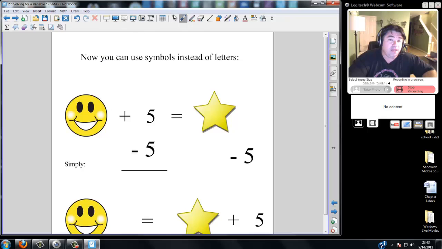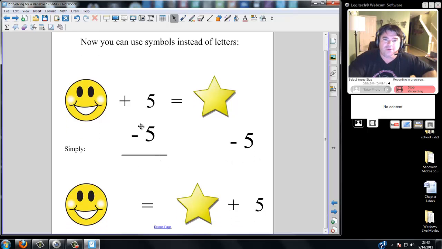Now, you can even use symbols, as weird as that sounds. Who cares? You're still doing the same procedure. So think of smiley face plus 5 equals star. I don't know what smiley face is, nor do I know what star is, but I do know this. If I want to get smiley face by itself, plus 5's got to go. So instead of plus 5, we're going to minus 5. Minus 5 from one side, minus 5 from the other. Therefore, I'll do that, leaving just my smiley face equals star minus 5. Even though I'm not sure how smiley face and star are in an equation together, in this case it is.